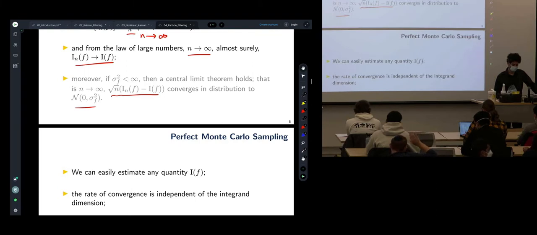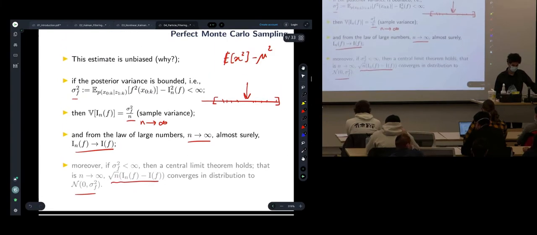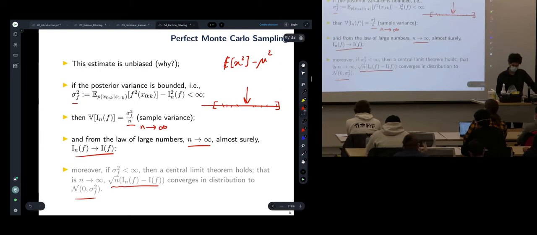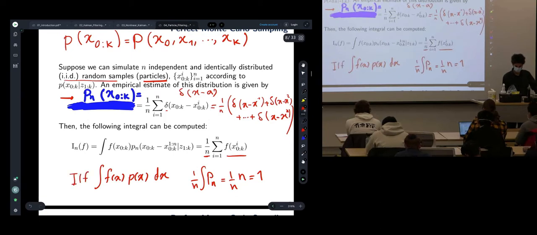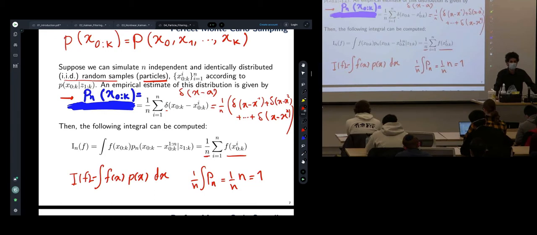Just to make sure, I of f is just a constant. Which one is constant? I of f. This is the true value. I of f is the true value of this integral. If you could truly evaluate this integral given a function f and a posterior density p, what would you get? This I. That's just the value we get out of this integral.